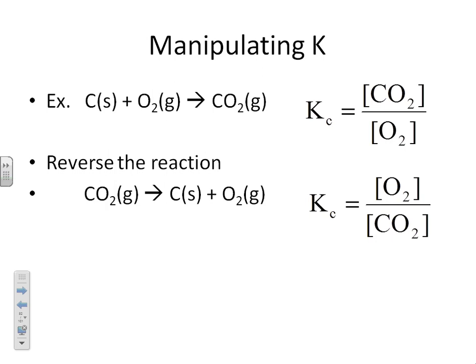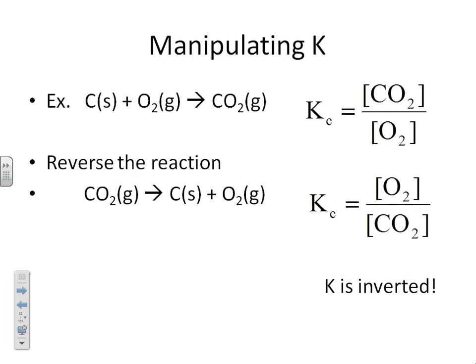There's never a sign for K. It's always positive because it's always a ratio. It's just talking about how much product there is relative to the amount of reactant that there is. If we flip our reaction around, we invert our K value. K is inverted. It's not negated. We don't negate K ever.